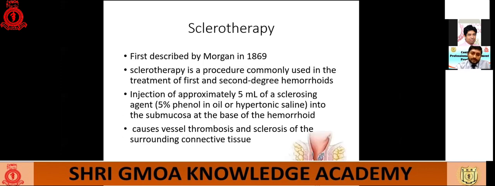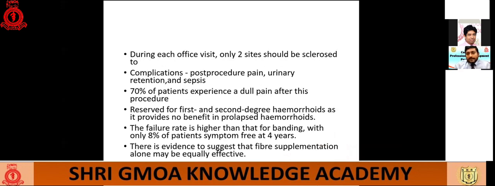And sclerotherapy was initially done in 1869. We inject 5% phenol or hypertonic saline. 5 ml can be injected using a very small spinal needle. The mechanism is that we make vessels thrombosed and sclerosed. At a time, as with rubber band ligation, we have to do at least 2 sides, not more than that, because there will be significant pain after these procedures. This also can cause post-procedure pain, urinary retention, and sepsis.